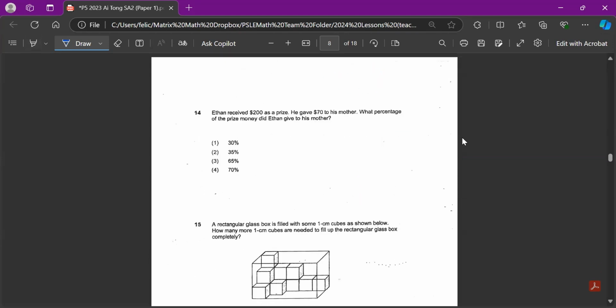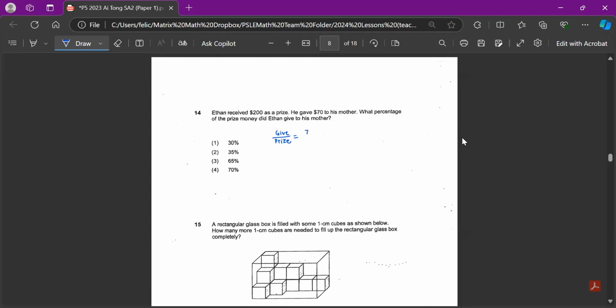Question 14. Ethan received $200 as a prize. He gave $70 to his mother. What percentage of the prize did he give to his mother? Okay, so when the question asks for percentage, first you should figure out what fraction to create first. So what fraction of the prize did Ethan give to his mother? In this case, your numerator will be what he gave to his mother. And of course the bottom will be the prize money, which is the total that he has received.